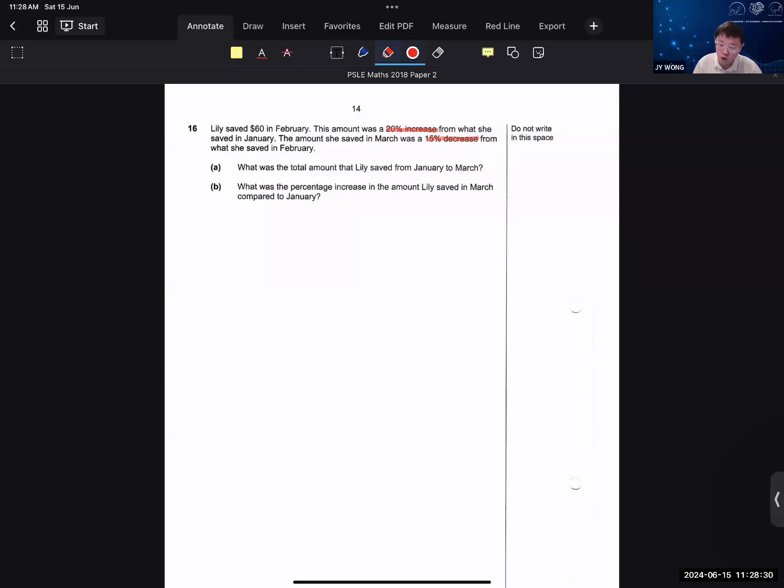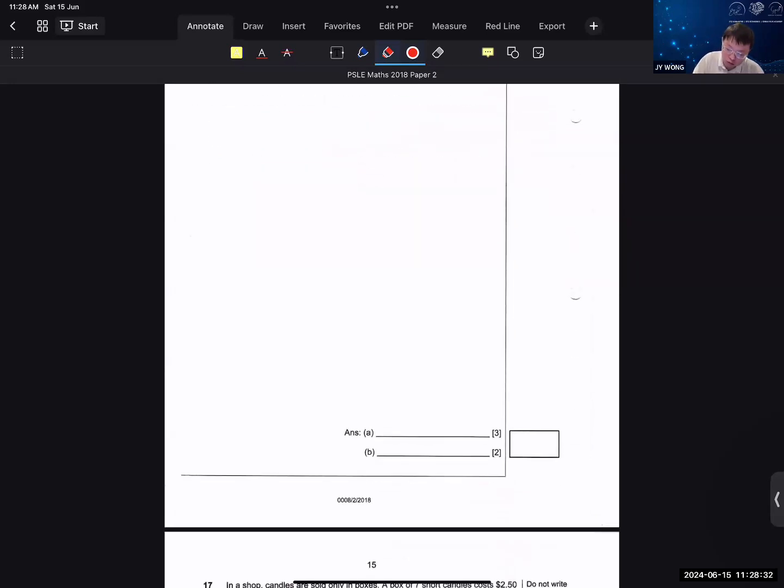The answer here is $161. You notice that this is a 3-mark question, which tells you that the question is not so straightforward. How many of you got this correct? Good.